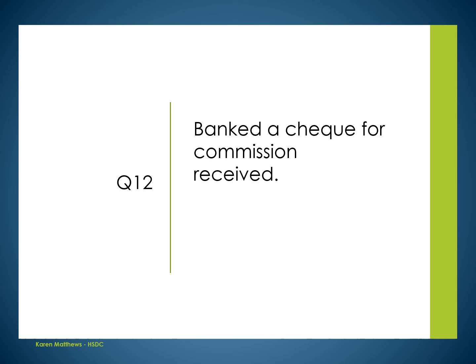Number 12, we've banked a cheque for commission received. So if you remember, commission received is a type of income. And if we put money into the bank, which we'll have to here, we're going to increase the assets. So we need to debit the bank account and credit the commission received account, which is a type of income.